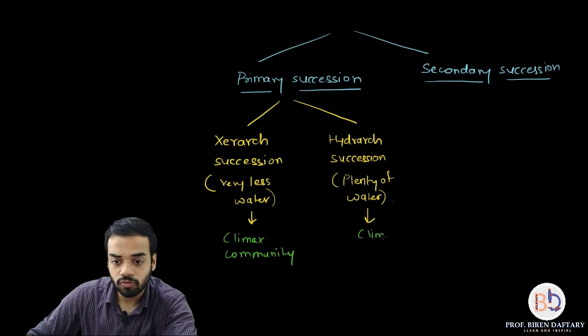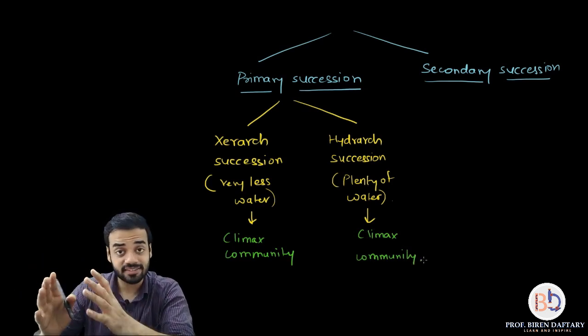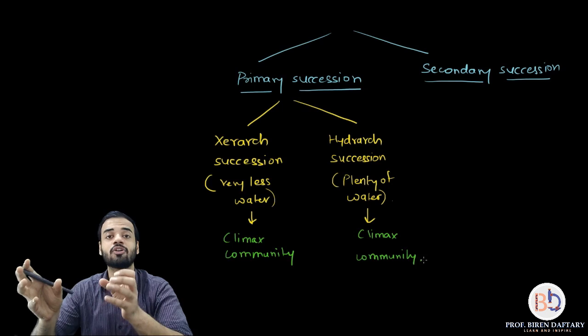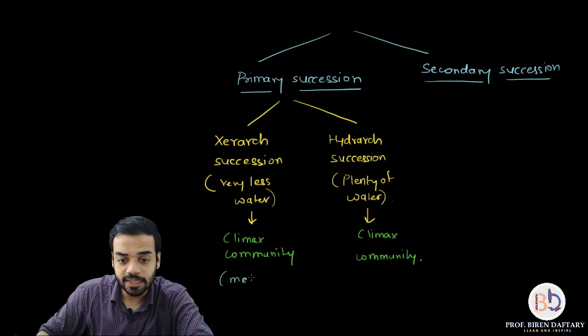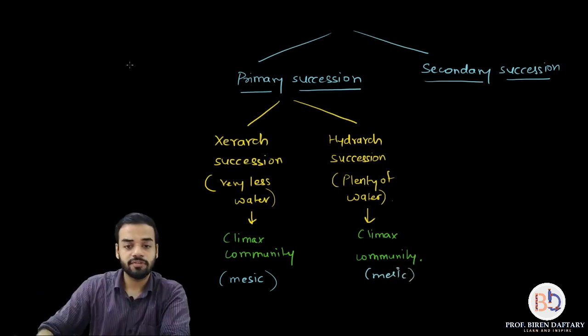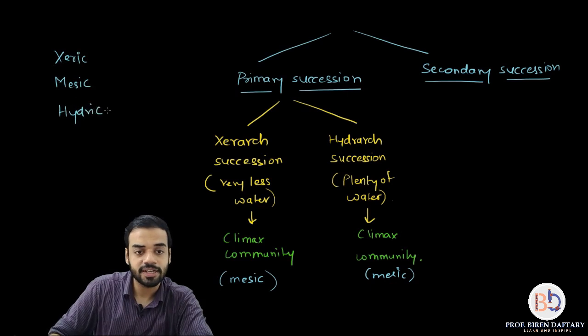So I am writing it down over here, and please remember that when the climax community is formed in both hydrarch and xerarch successions, both of them will lead to medium water conditions. Okay, and those are called as mesic conditions. I will write it down over here, mesic, mesic condition. So now you have to know the meaning of three words basically. So I will write down all the three words. First word is called as xeric, second word is called as mesic, and the third one is called as hydric.